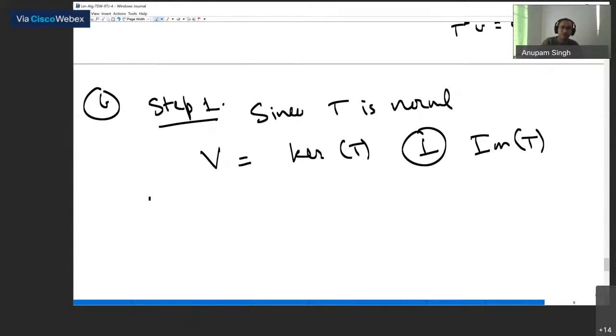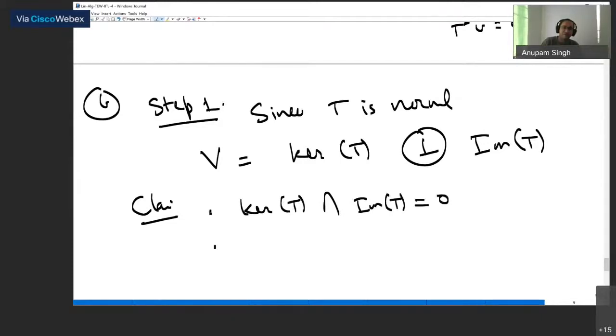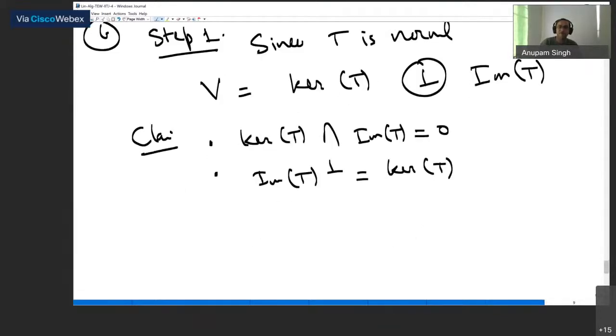So to prove this, I'll claim this. So claim, I'll prove in 2 steps. First, of course, kernel of T intersection image of T is 0. And I also prove that image of T perpendicular is actually equal to kernel of T, right? So then you see that it's a direct sum and they're orthogonal to each other. The second part will imply that also. Okay, so to prove this, it's quite easy.